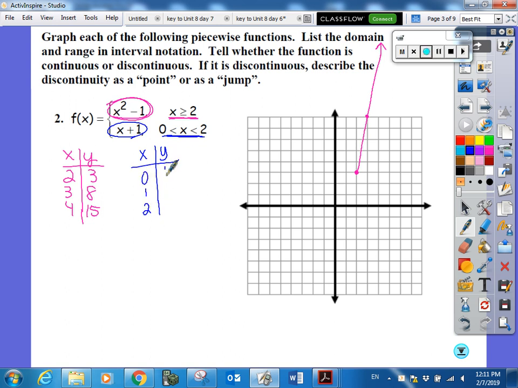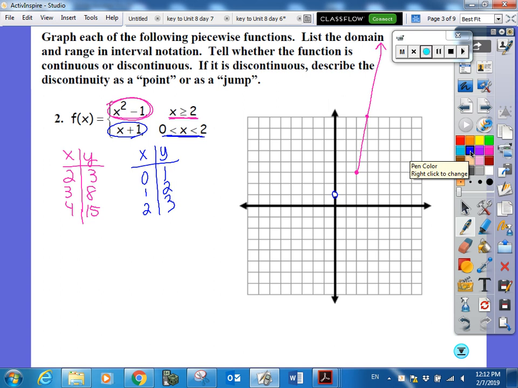When I plug in 0, I get 1. 1 plus 1 is 2. 2 plus 2 is 3. All right, so 0, 1. Here's 0, 1. Now it says x is just greater than 0, so 0 can't be included. So right there, I have to make that an open dot. It still has to be part of the graph, but it's just going to be an open dot because I have to go right up to it.